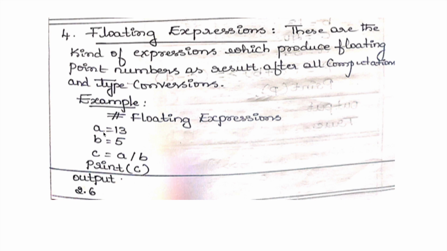Very simple example. See here, a is equal to 13, b is equal to 5, c is equal to a divided by b. Print c. So the result will be printed here. You are going to divide 13 by 5. So your result is 2.6. You can observe the decimal point is there, because it's a floating point expression. A floating point expression is going to consider decimal points. But integral expressions are not going to consider decimal points. Getting my point?